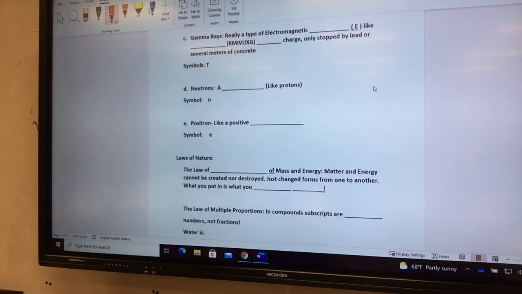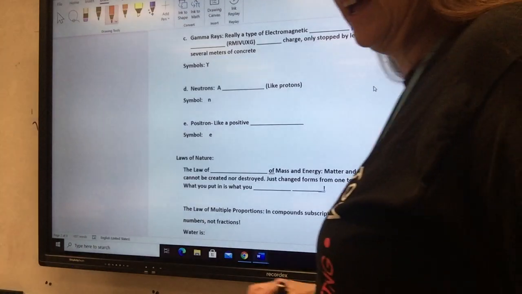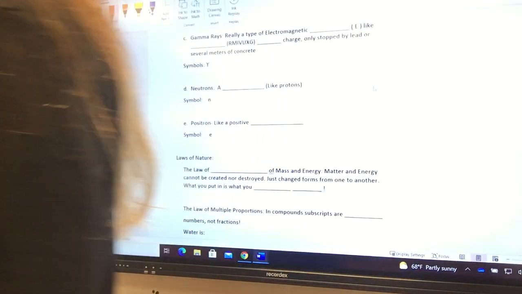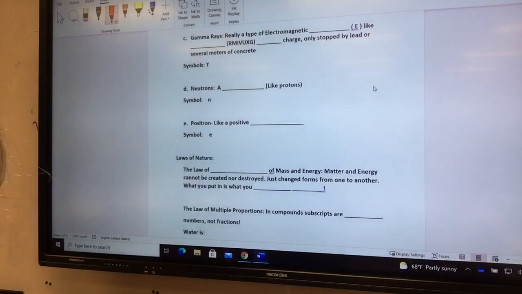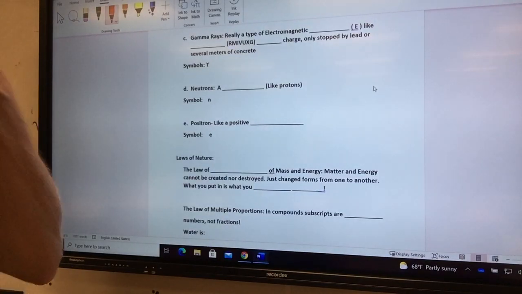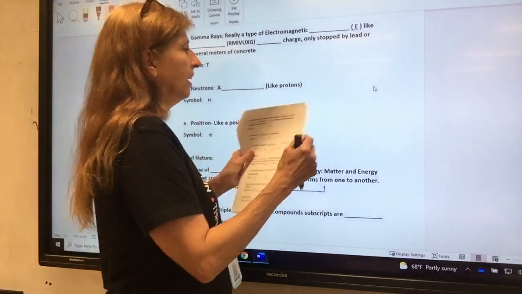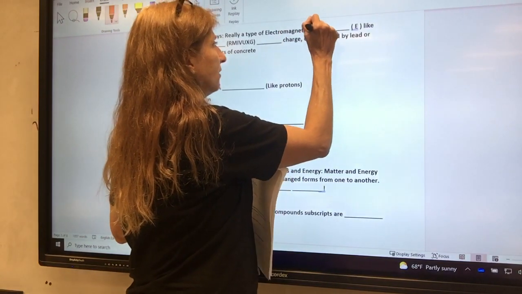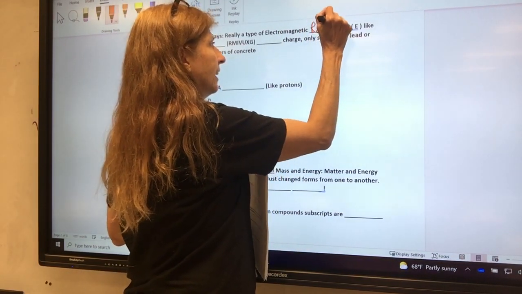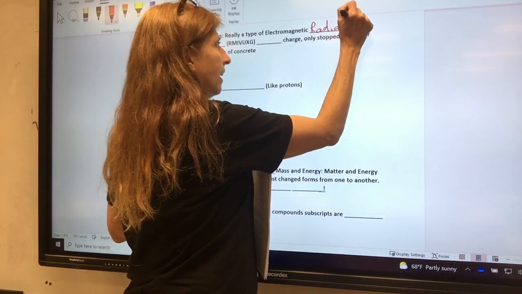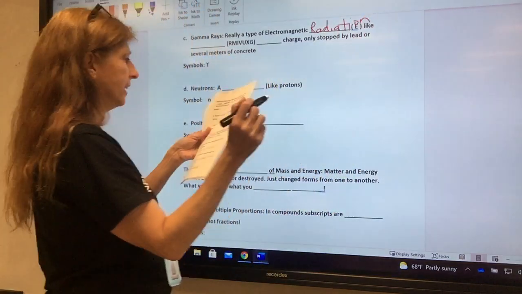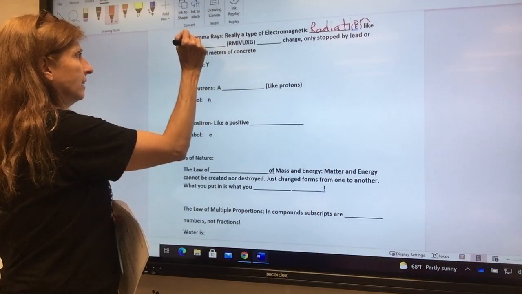All right, so the third kind we're going to talk about are gamma rays. And it is really a type of electromagnetic radiation, which means it's a type of light.